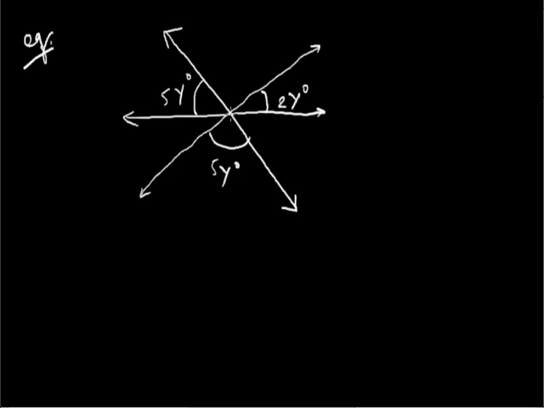The intersection point is O, this is D, this is A, this is C, this is B, E and F. So we have to find out the value of y degree or the measure of angle y.